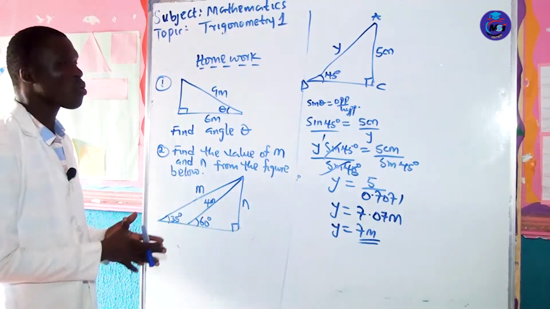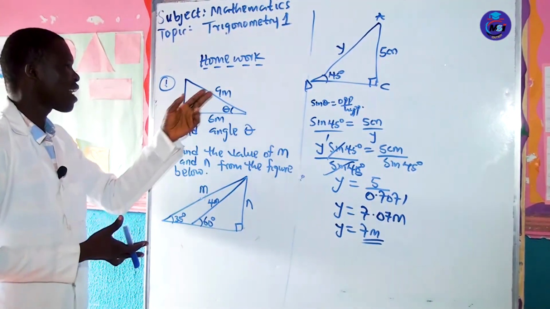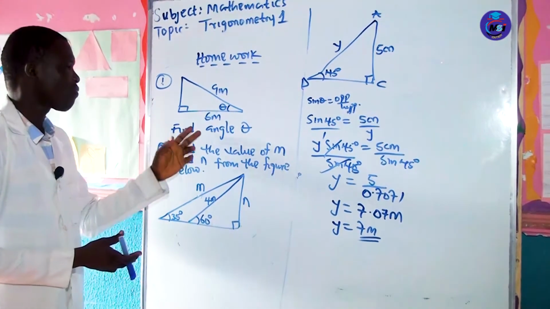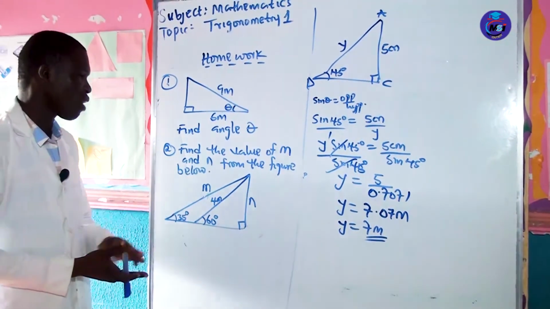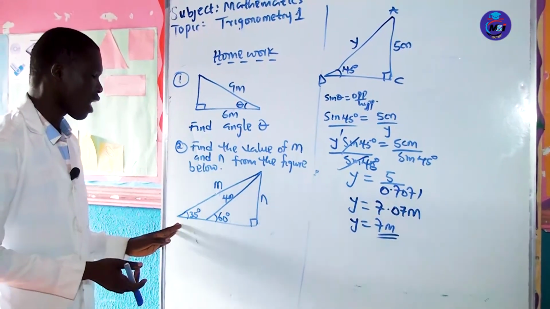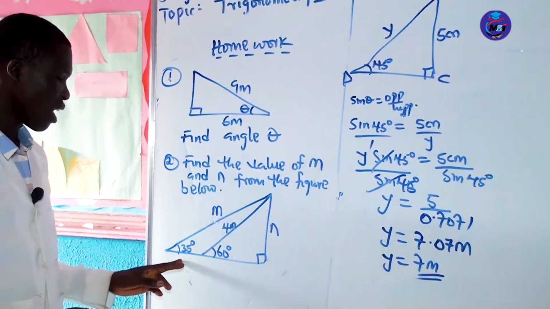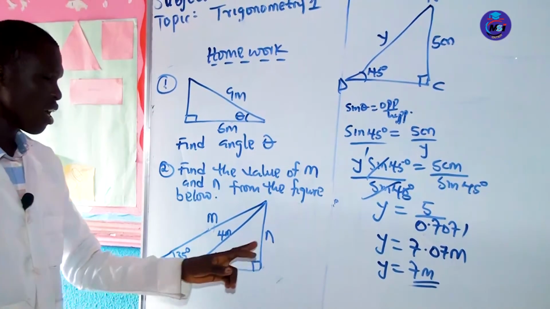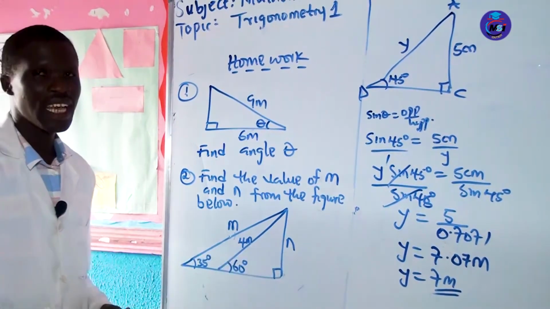Okay, class, this is homework for you. We have this shape, 9 meters, 6 meters, and this is angle theta. Find angle theta. I believe you can do that. Number 2, find the value of m and n from the figure below. We have figure m, we have 4 meters, we have 35 degrees, and we have 60 degrees, and we have n. So you are finding m and n.